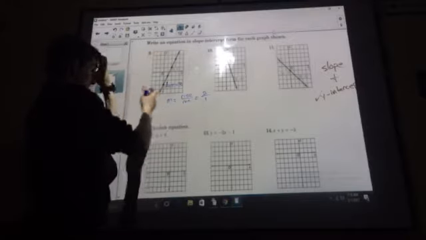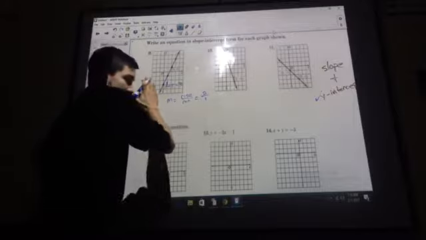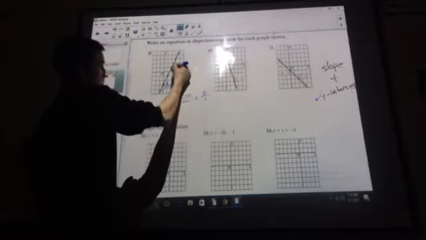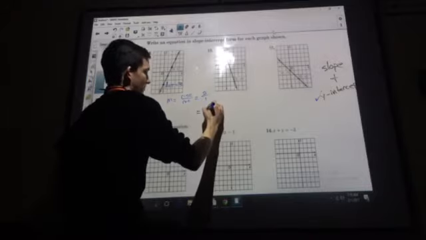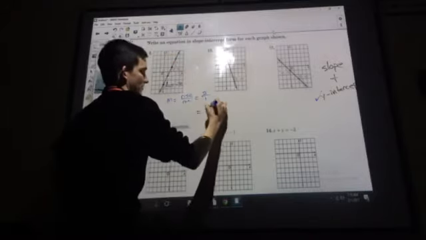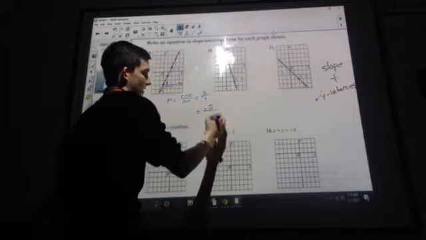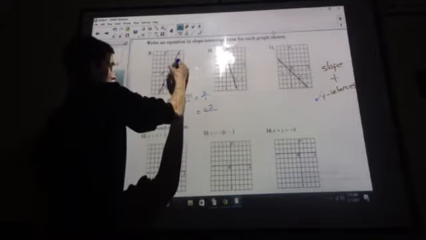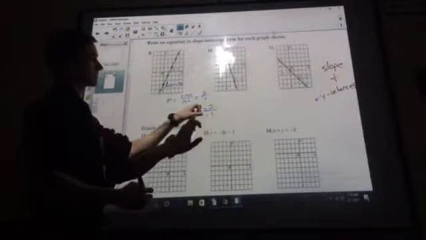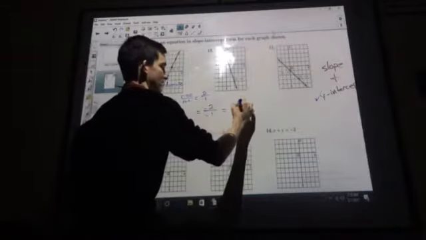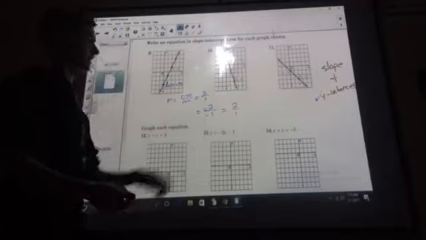Even if you were going right to left, and typically we read graphs from left to right, you would have gone left 1 and down 2. So you would have risen negative 2, going down 2, 1, 2, and then left 1. So negative 2 divided by negative 1 is the same thing as 2 over 1. A negative divided by a negative is the same thing as a positive.